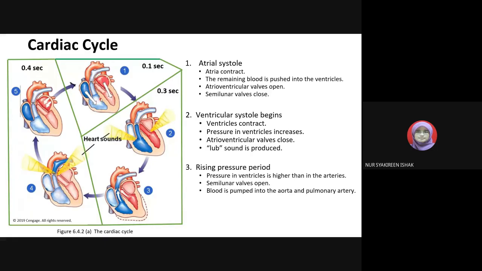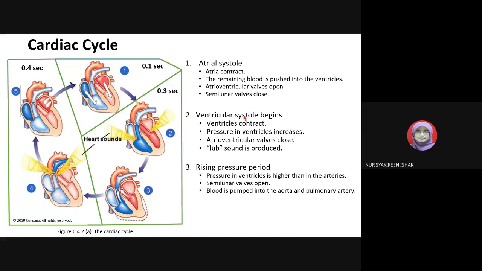At this point, the semilunar valve is closed. Semilunar valve dekat mana? Dekat antara aorta dan juga pulmonary artery here. So the semilunar valve will be closed. This is to allow as much blood as possible to enter and be collected in the ventricle. So this occurs at 0.1 second.